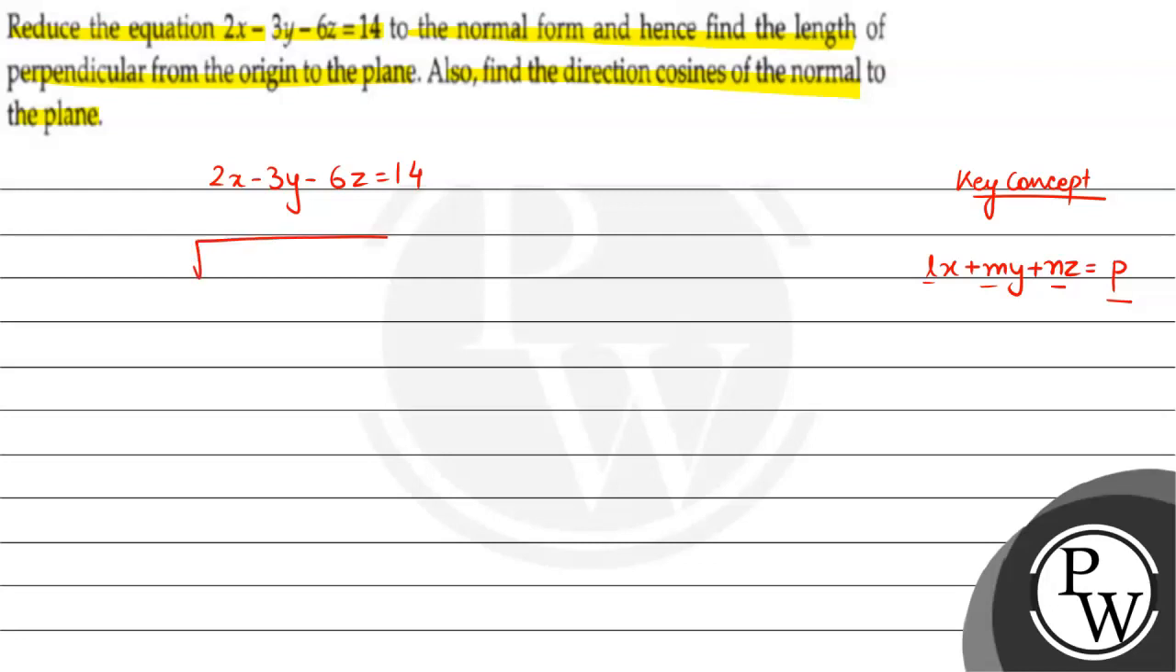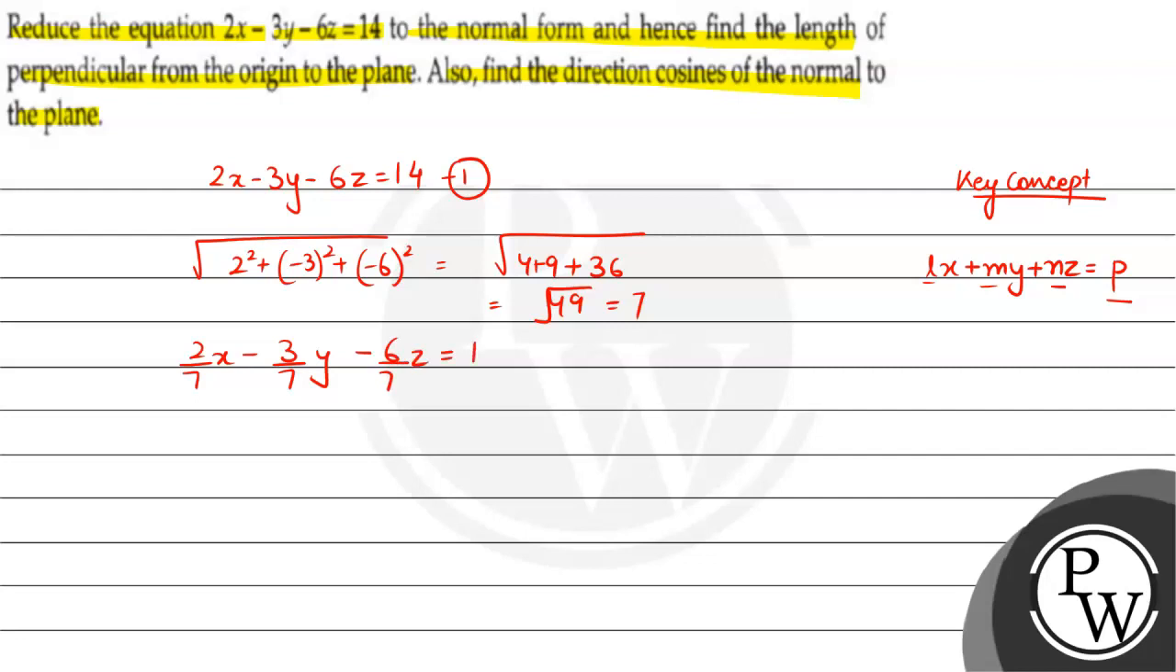So magnitude क्या आएगा हमारे पास, 2 square plus minus 3 square plus minus 6 square. So this will be 4 plus 9 plus 36. So this will be root 49 and this will be 7. So divide this equation first with 7. We will get 2 by 7 x minus 3 by 7 y minus 6 by 7 z is equal to 14 by 7, that is 2.